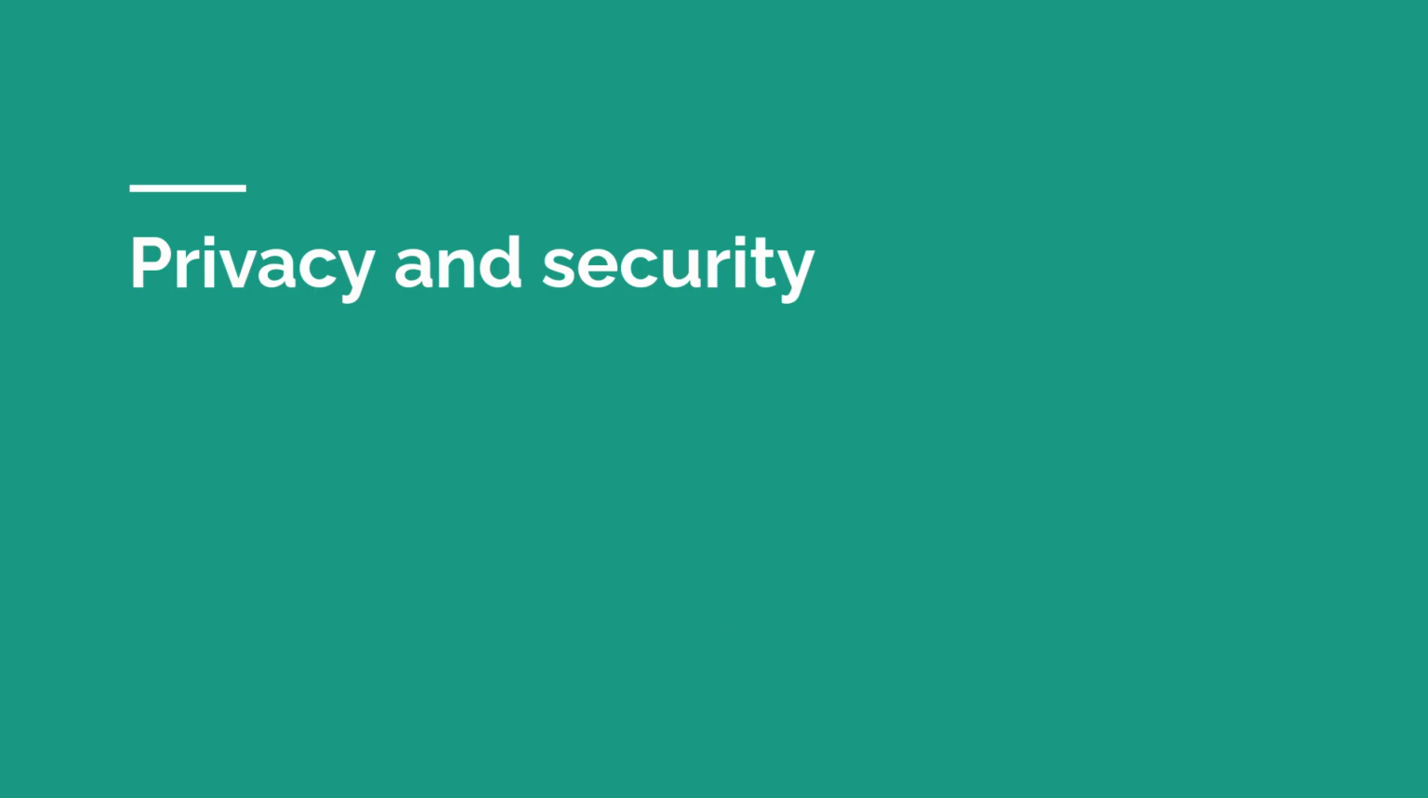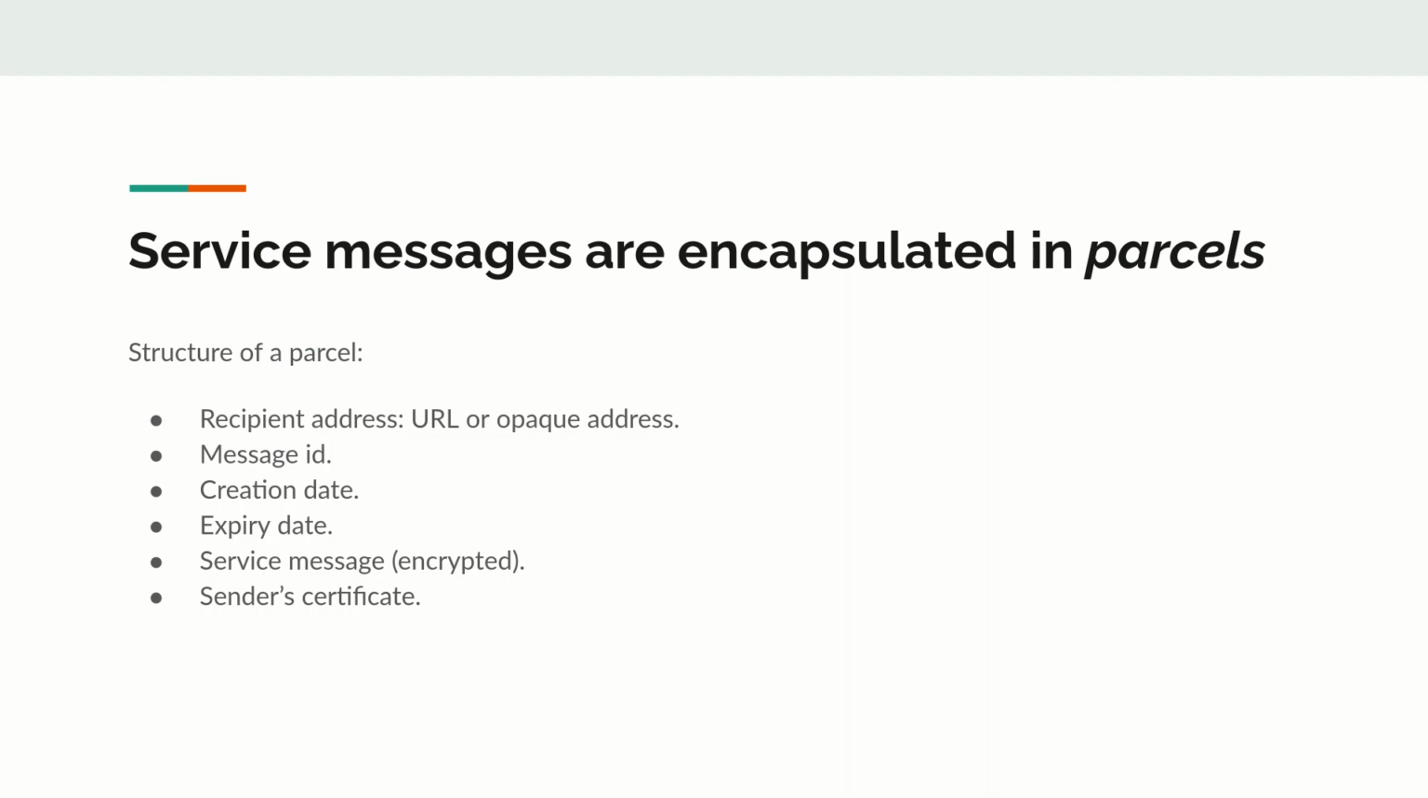Let's now look at the privacy and security guarantees that Relaynet offers. And let's begin with looking at the structure of a parcel. As we mentioned earlier, every service message gets encapsulated into a parcel. A service message can be, for example, a JSON serialization of a tweet, or the protocol buffers serialization of a WhatsApp message. It can be text-based or binary; it doesn't matter from Relaynet's perspective.